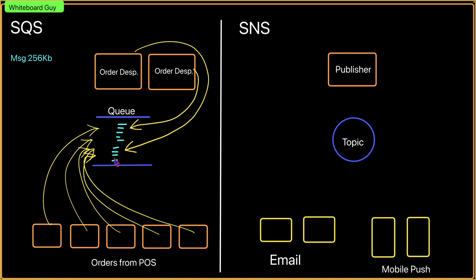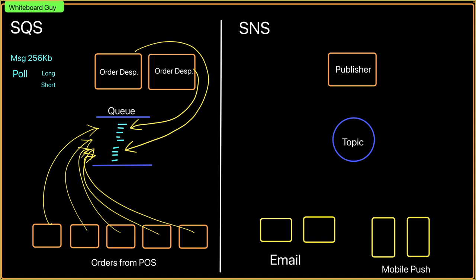Now, for SQS, we've seen the message size. One of the other things that's also important is that we see this as a polling service. So it polls for a message. Those order dispatching services go and poll for new messages. And there's two kinds as well: there's long polling and there's short polling that you can do.